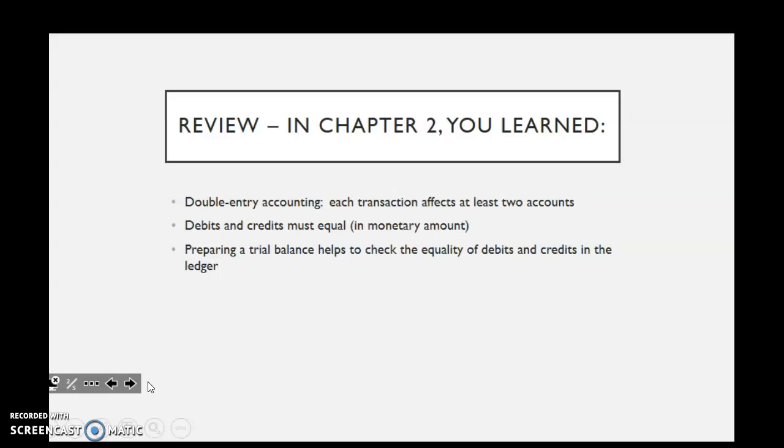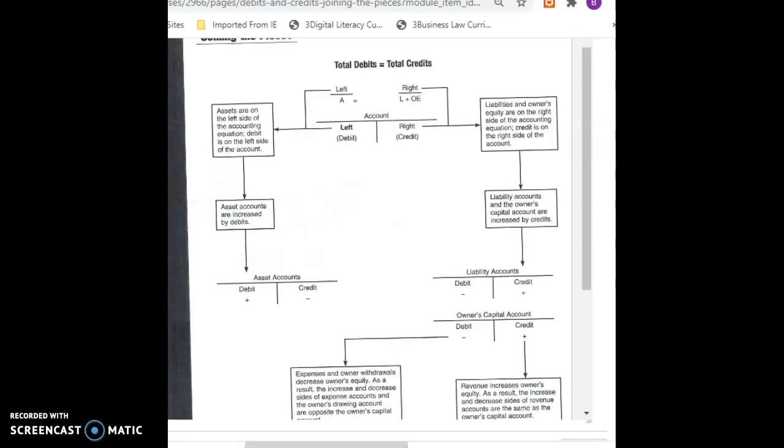The reason for a trial balance is it helps you to check the equality of debits and credits in your ledger. Now remember, it doesn't mean that you have put them in the right accounts. It's just that your debits and your credits are equal. Now let's review a little bit from chapter 2. We have talked about this before, but I thought it would be good to review before we go on to chapter 3. Remember, total debits always equal total credits.